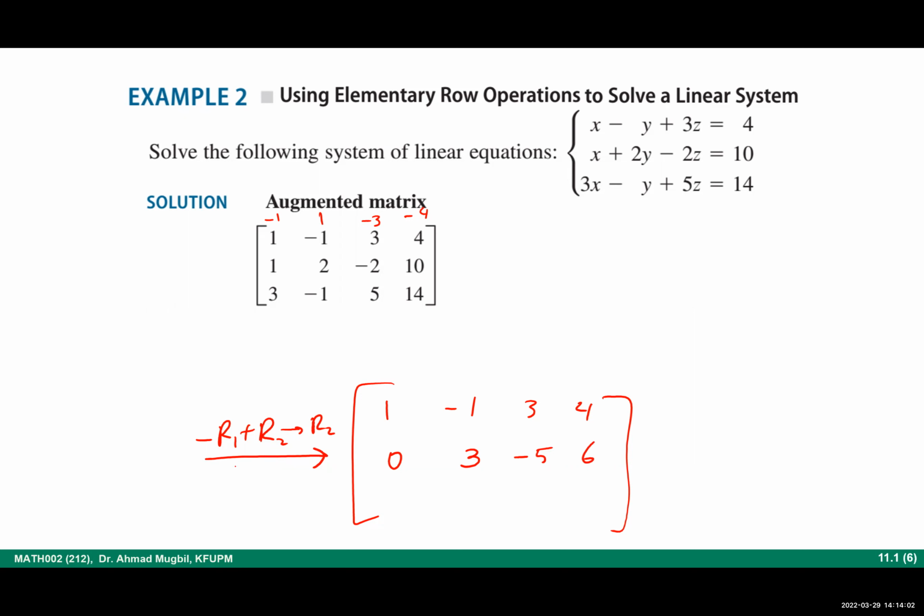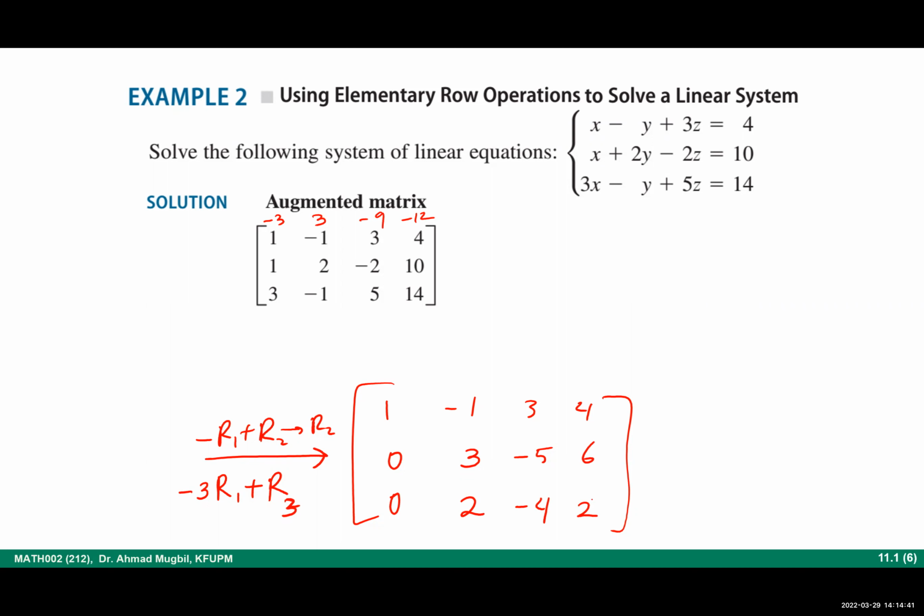Then what? I can also use row number 1 to change row number 3. What to do? Multiply row number 1 by -3 and add it to row number 3. And the result will be written in row number 3. So what to do now? You can write it here again to avoid errors. You can do it mentally, but it is better, of course, to make sure about it. So this will be -3, 3, -9, -12. Now add it to row number 3. What you will get? 0, 2, -4, and 2, right?